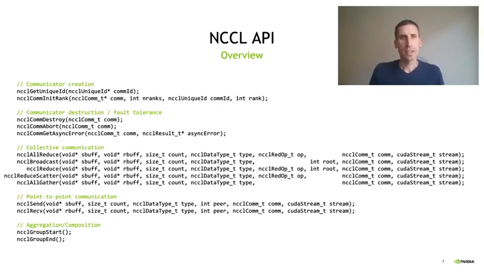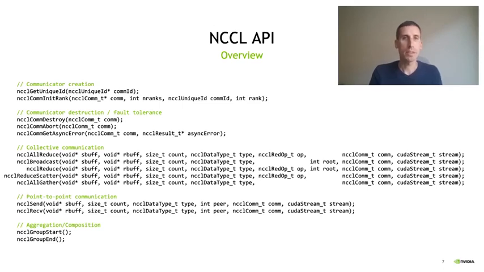So let's look at the NCCL API now. This is pretty much an overview of everything that is in the NCCL API. There are a few more functions that are not used that much, but pretty much this is the core of it and what most code really uses.